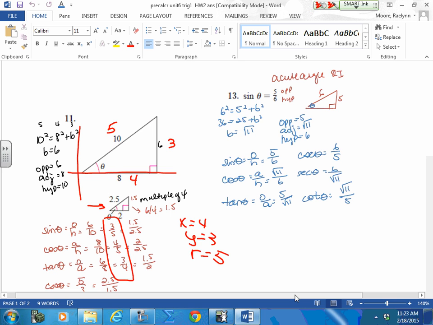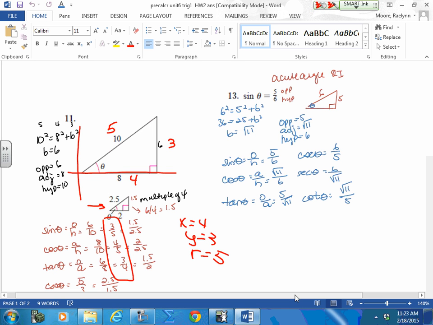If you use the 1.5 and the 2.5, you're going to get the ones with the decimals. We really don't leave decimals in your fractions, but if you did because that's what it came out to be, that's fine. Trig ratios are just that. They are fractions. They're ratios side to side. Try not to take them and reduce them.